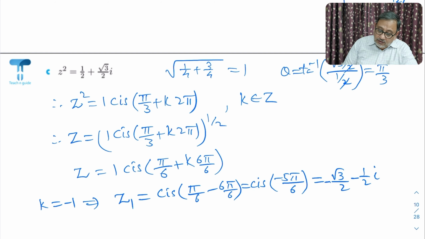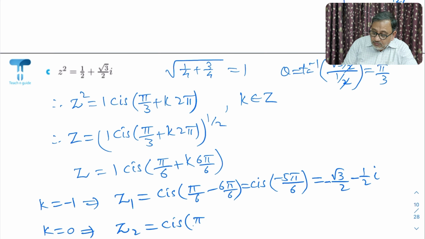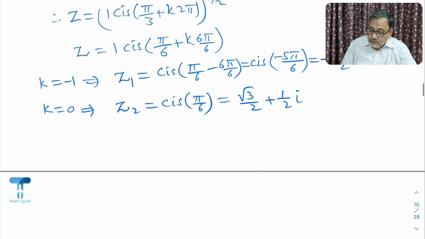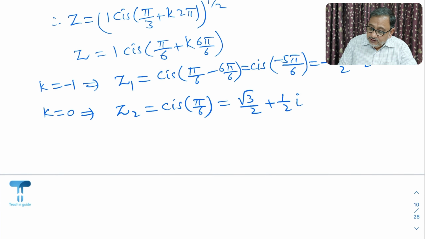Okay, and when k is equal to 0, z2, my second root, will be cis pi by 6 only, because k is 0, so there will be nothing here, so therefore only pi by 6. Okay, and pi by 6 will be positive, root 3 by 2 plus 1 by 2 I. Okay, let me write this properly, minus sign. Okay then, so to plot it, I will plot it here only.